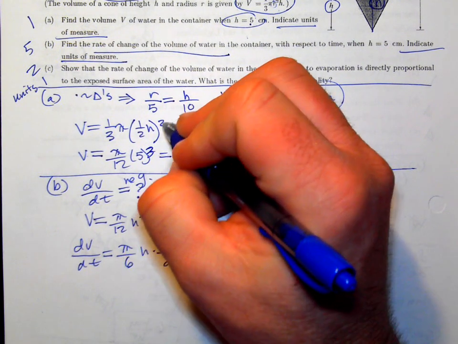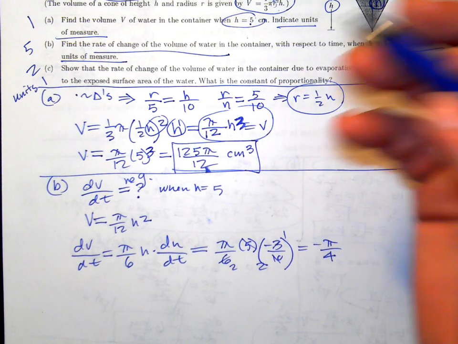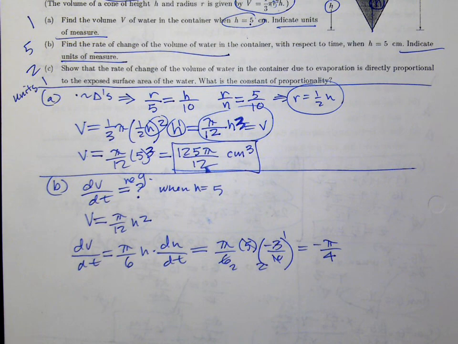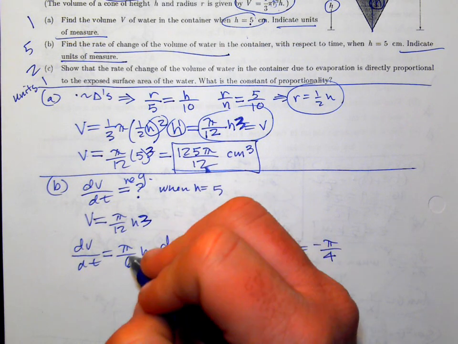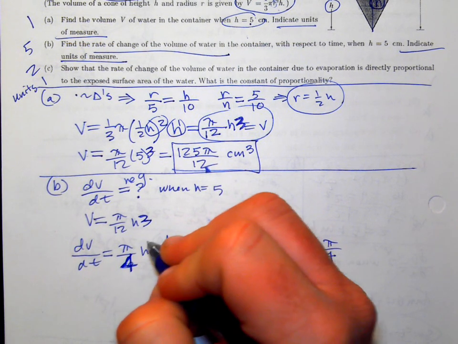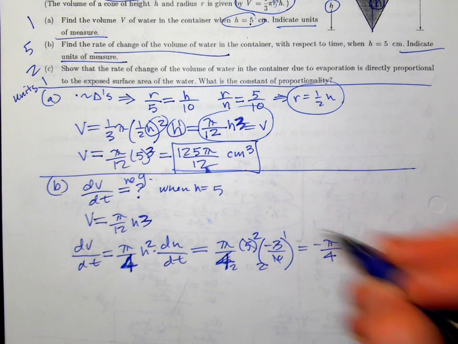That should be H cubed. There's an H squared here and another H, so that should be H cubed. I wrote the right thing down, maybe because I was cheating, I guess. So this should be cubed. And so this is going to be pi over 4 H squared.